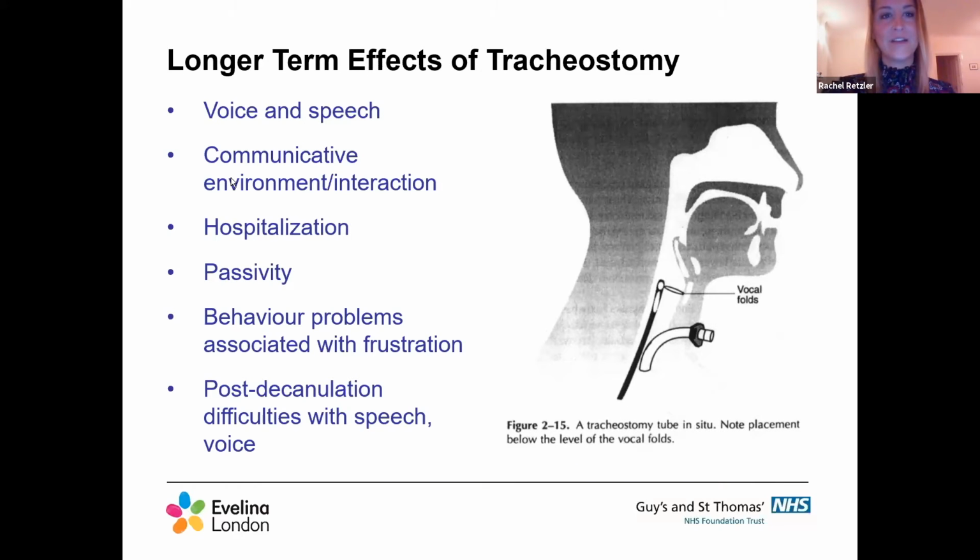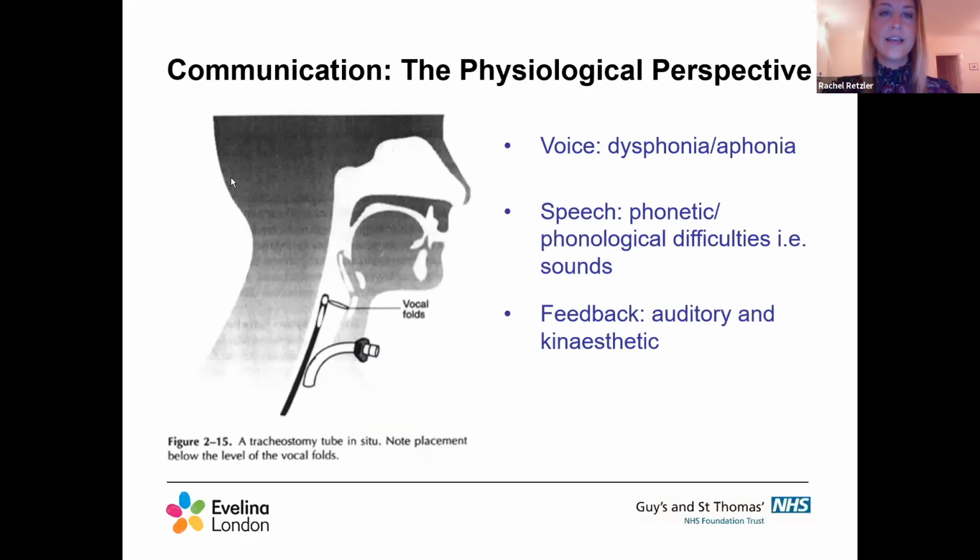Some longer-term effects of a tracheostomy could include delayed speech and language development, altered interaction patterns with others, and passivity, some behavioral problems associated with frustration and hospitalizations, some altered intelligibility, and an impact on voice and speech, including post-decannulation difficulties with speech and voice. The physiological perspective on communication with tracheostomy can include the impact on voice for dysphonia and aphonia, impact on speech for phonetic and phonological difficulties, and even auditory and kinesthetic feedback changes.